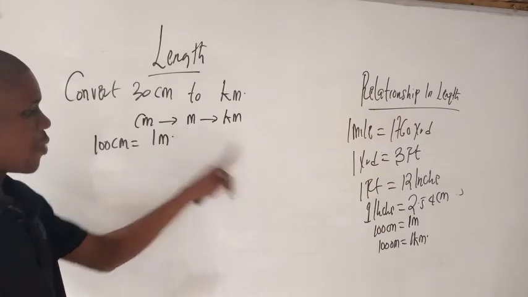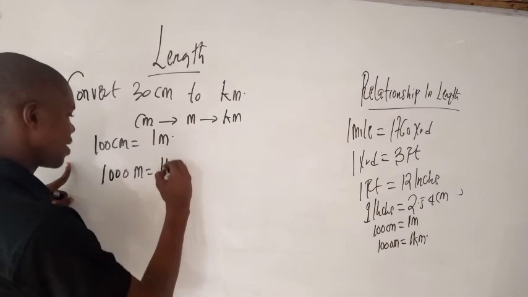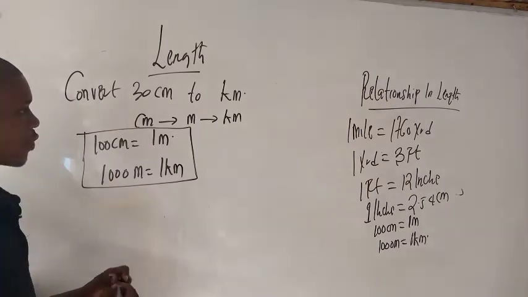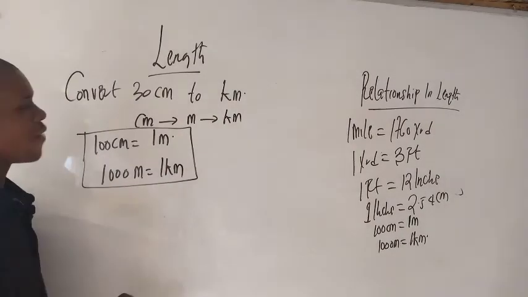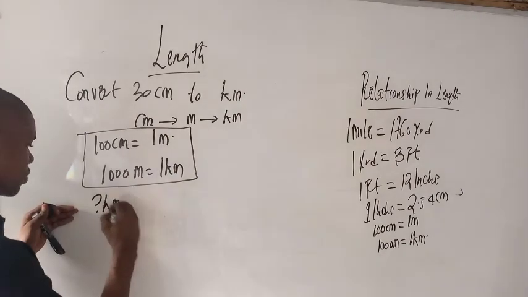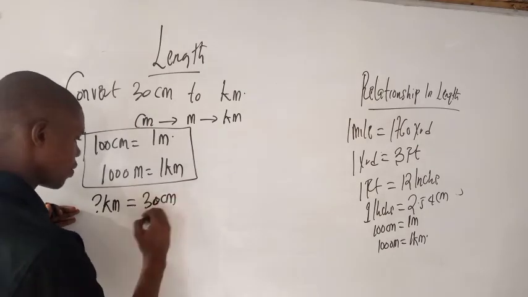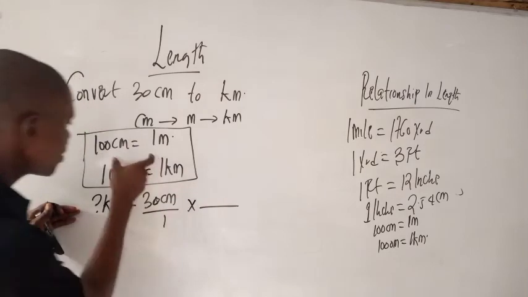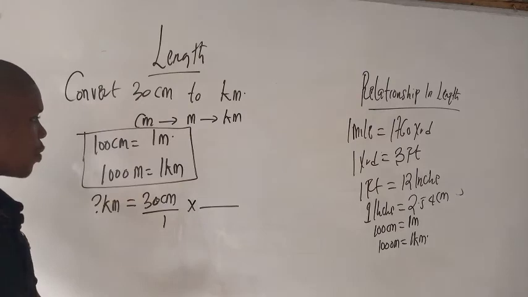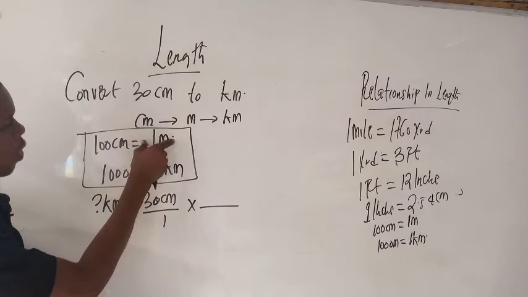Then here we have 1000 meters equals 1 kilometer. So this is the relationship I'm using in this calculation. Where are we converting to? We are converting to kilometer. Now what are we converting? We are converting 30 centimeters, times 1. Remember, you must arrange it in such a way that the units cancel each other. Centimeter will go to the bottom, so as centimeter goes out, 1 meter will go to the top.